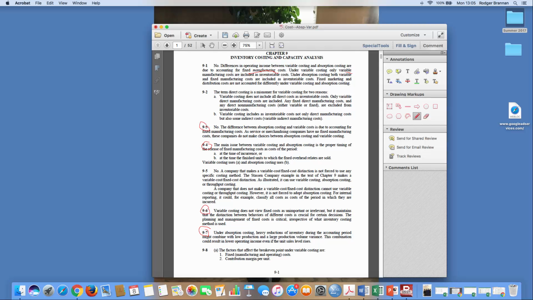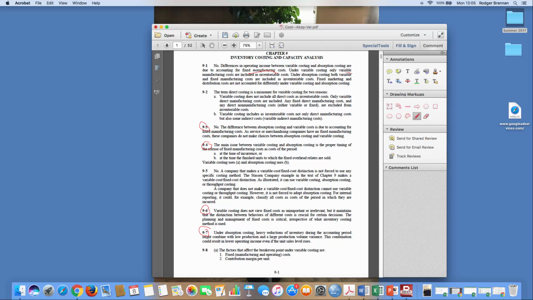And that's one of the real problems, potentially, not all the time, but potentially, with absorption costing. One of the other issues is that my sales can go up, but my operating income can go down. Or conversely, as my sales go down, my operating income can go up, because my operating income is not strictly a matter of change in sales. Another element that's going to affect my operating income, in addition to sales, would be the change in inventory.